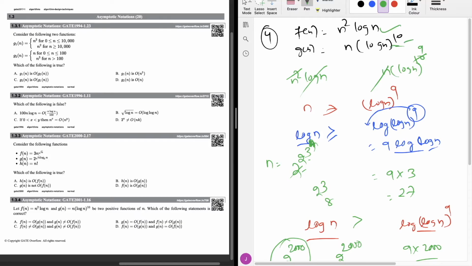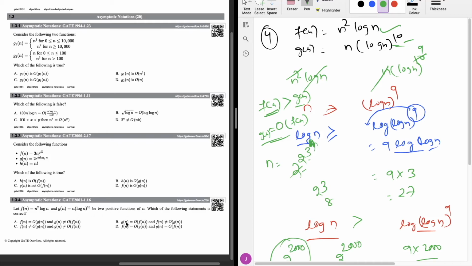So now match the options. From what we derived, f of n is greater than g of n. That means g of n should be inside the big O of f of n. So we should find something like this: g of n should be order of f of n. First option, f of n equals order of g of n. Is it true? No, because g of n should be order of f of n.